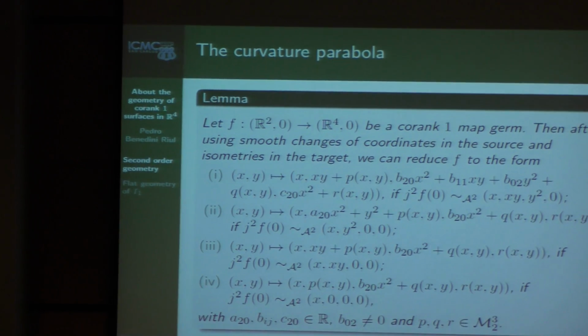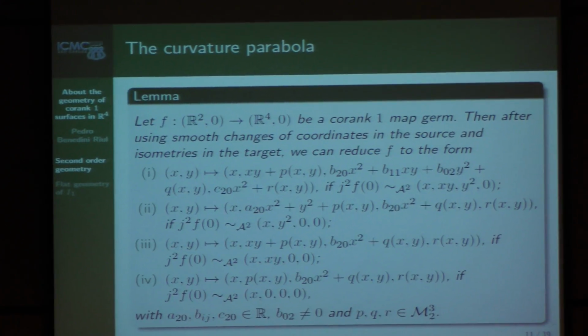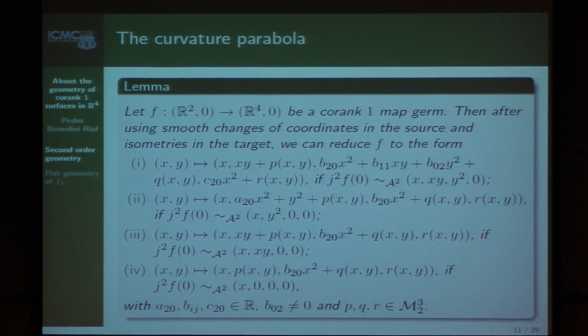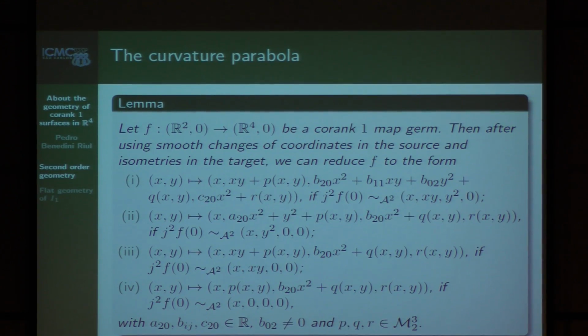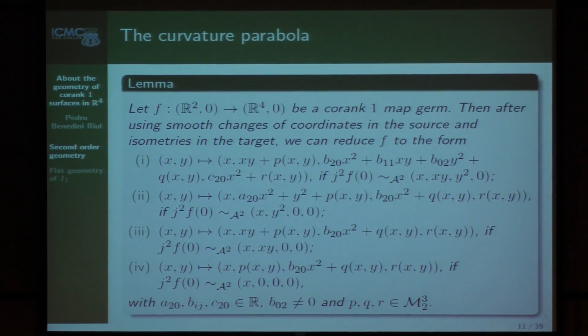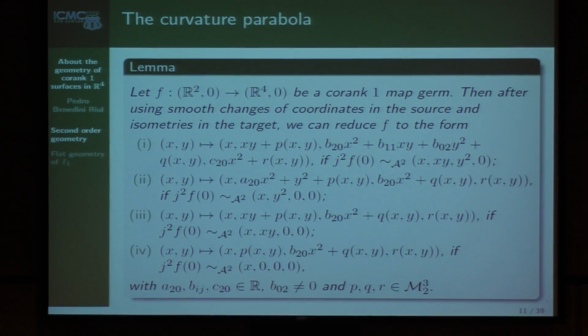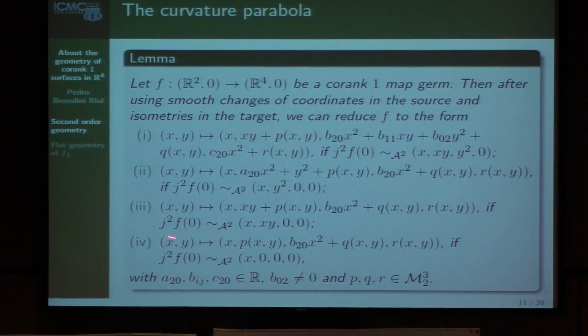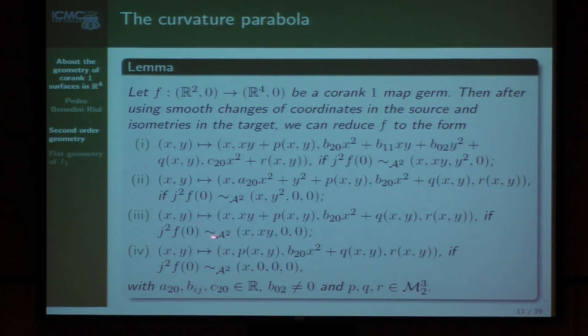We show that just using a smooth change of coordinates in the source and isometries in the target, we can write any corank 1 map from R2 to R4 in one of the following ways, depending only on its A2 normal form. It's a little big. I'll let you go over it.